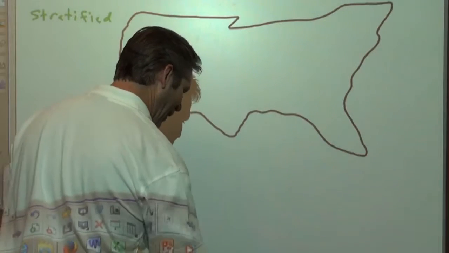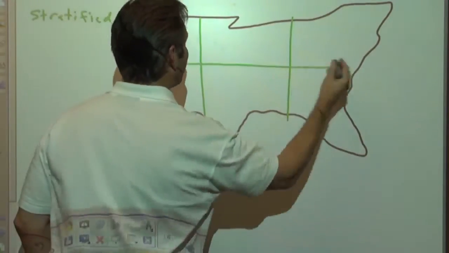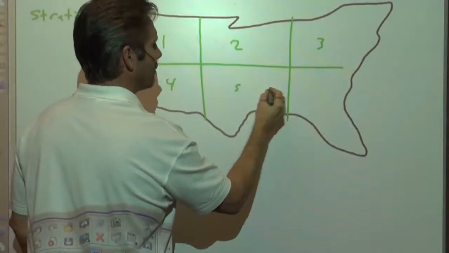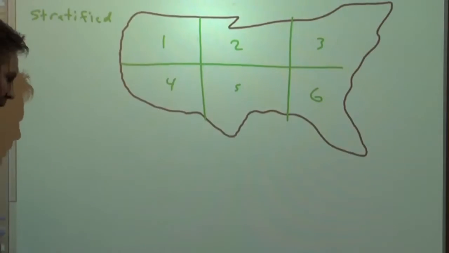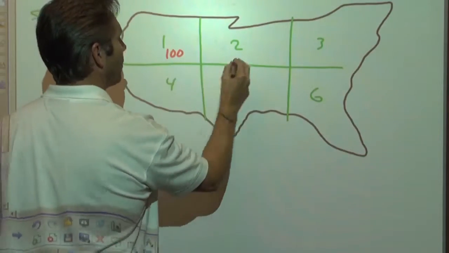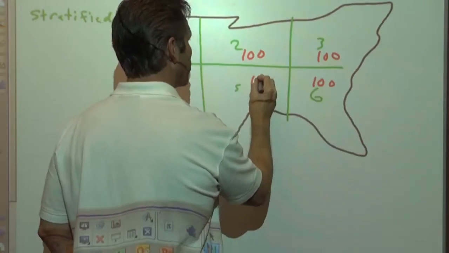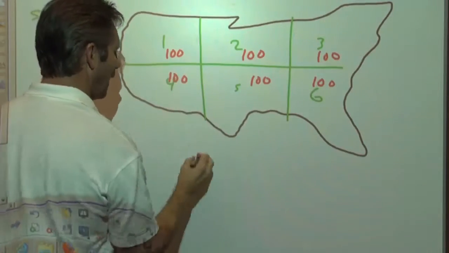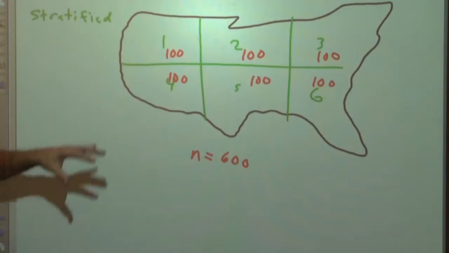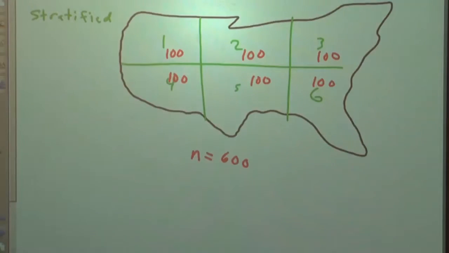Stratified, on the other hand, if we go back to what would happen if we stratified this, we would still start out with the same 6 regions. In a stratified sample, we would go into each region and randomly select, let's say, 100 people here, 100 here, 100 here. We'd take 100 people from each region and we'd still end up with a sample size of 600, but this is stratified. We make strata or groups, and within each group we take a sample for a total of 600.